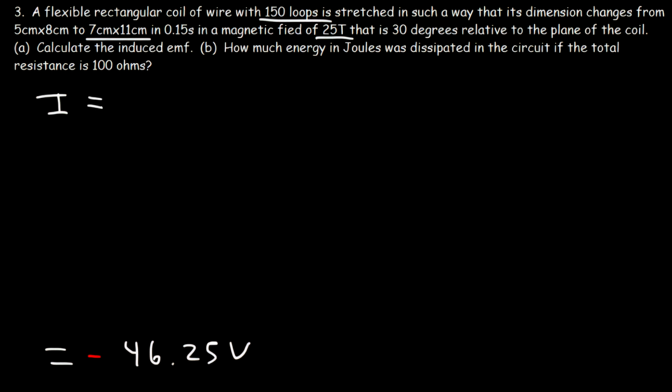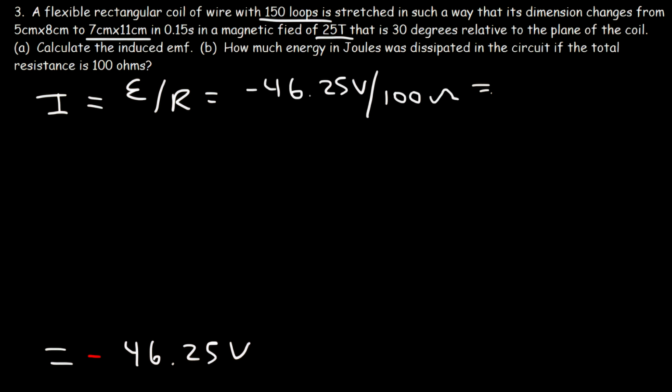The current is equal to the induced EMF divided by the resistance. So it's negative 46.25 volts divided by 100 ohms. Now you really don't need to worry about the negative sign, but you can keep it there if you want to. So let's just ignore the negative sign for now. So the current is going to be 0.4625 amps. Energy is going to be positive, so we're going to make the final answer positive.